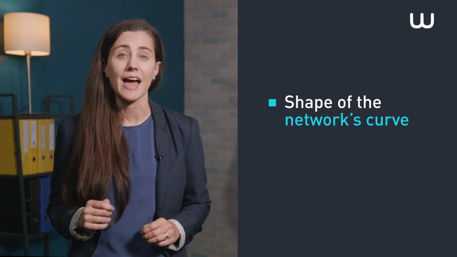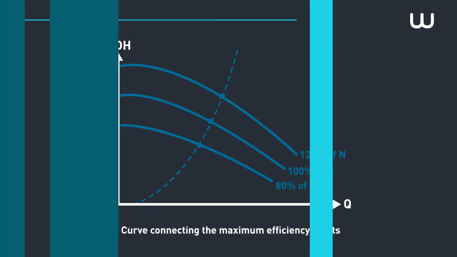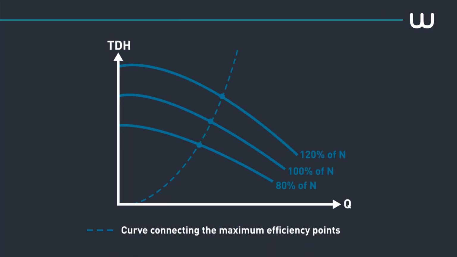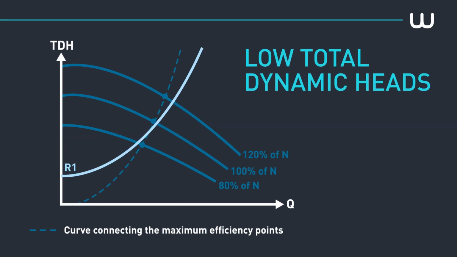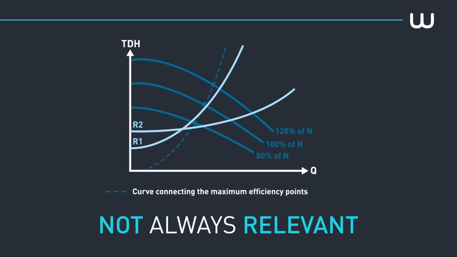It is essential to take into account the shape of the network's curve and the duty point before installing this equipment. Indeed, as we can see on the following diagram, in the R1 network's curve, the duty point fluctuates in the zones where efficiency is excellent. Curve R1 corresponds to a network with significant head loss and low total dynamic heads. On the contrary, we can see in the curve of network R2 that the use of a variable frequency drive lowers the yield, which demonstrates that installing a variable frequency drive is not always relevant from an energy efficiency point of view.